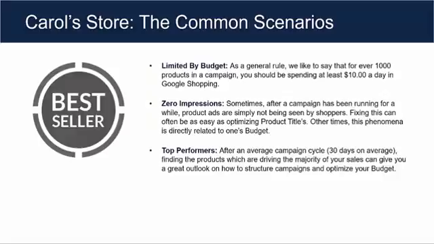So she started off as a small business, and the first thing she ran into was a "limited by budget" alert, which happens in AdWords. What this is basically saying is you're not spending enough in your Google Shopping campaigns throughout the day to allow all of your product ads to display, or at least your entire budget to be consumed at a profitable rate. As a general rule, we like to say that for every 1,000 products in a campaign, you should be spending at least $10 in Google Shopping.